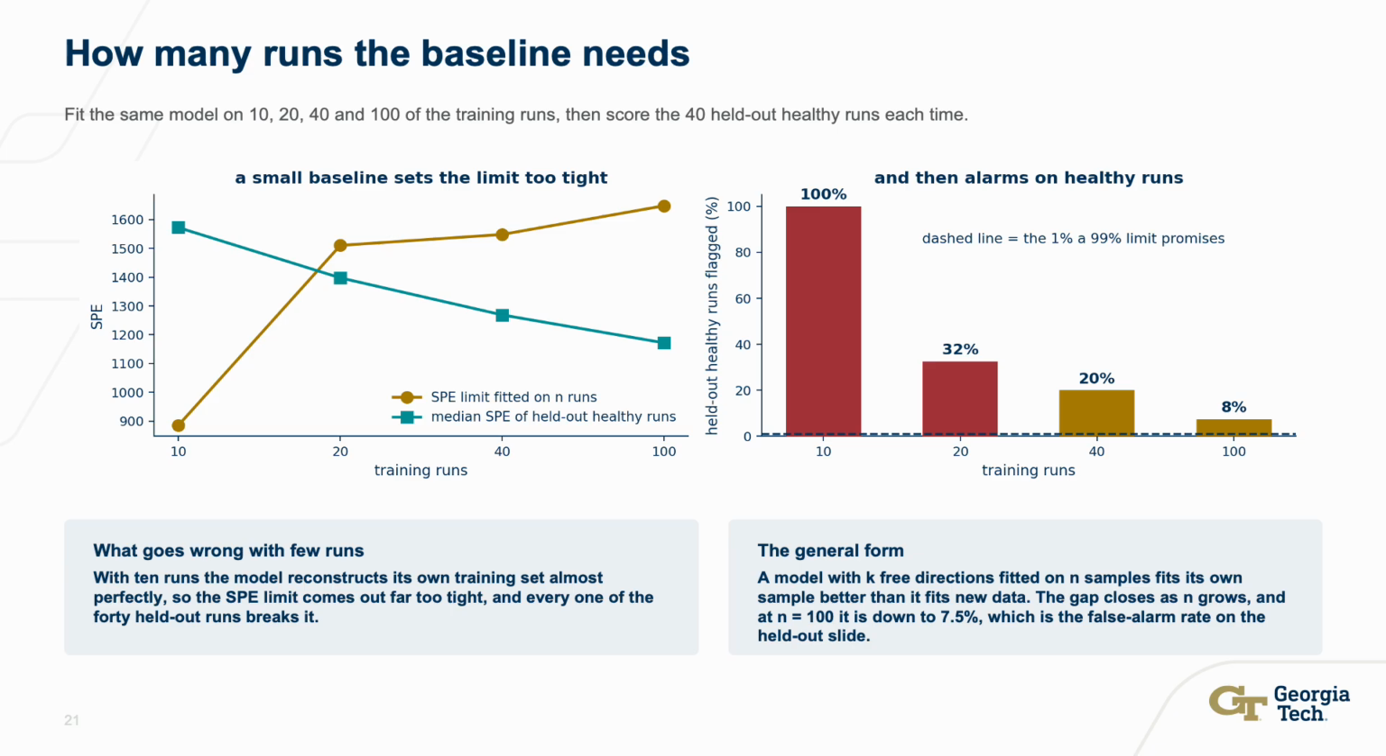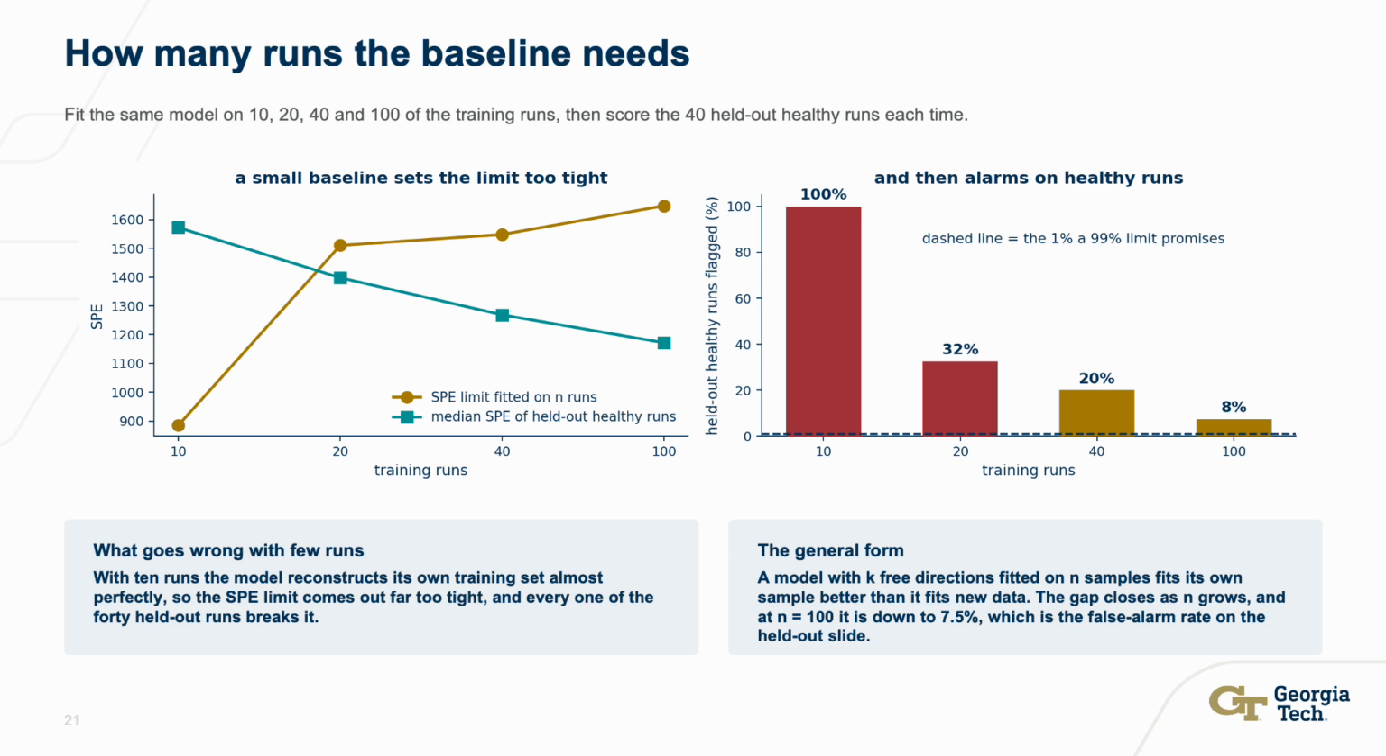Third practical matter, and this is the debt from lecture 1 slide 10, where I said 100 runs is a realistic baseline and left it there. Fit the same model on 10, 20, 40 and 100 healthy runs. Then score 40 healthy runs that none of those models ever saw.